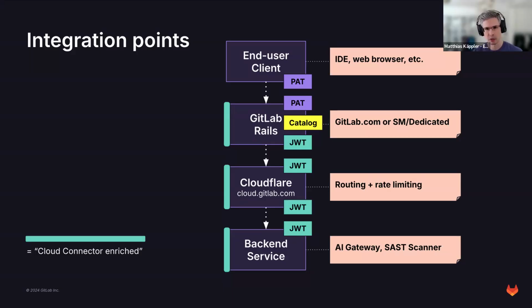Yeah, so in Cloudflare, we also do some things like rate limiting, but I'm going to talk a bit more about this later. So once this request moves through Cloudflare, we then hit the actual backend service where the cloud-hosted domain logic runs. So for Duo, that would be the AI gateway.